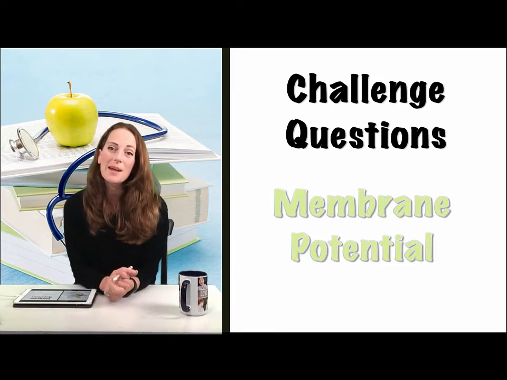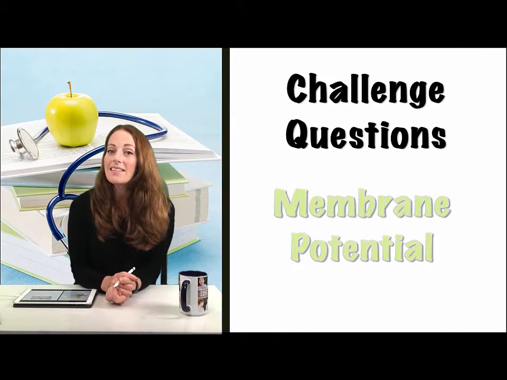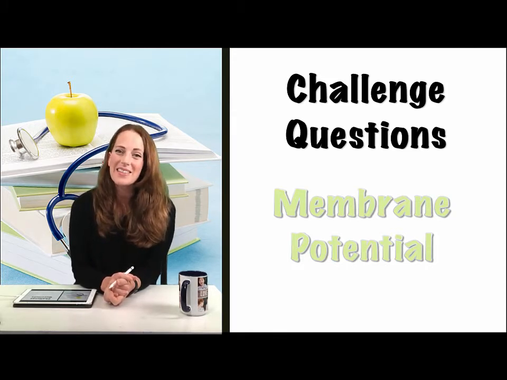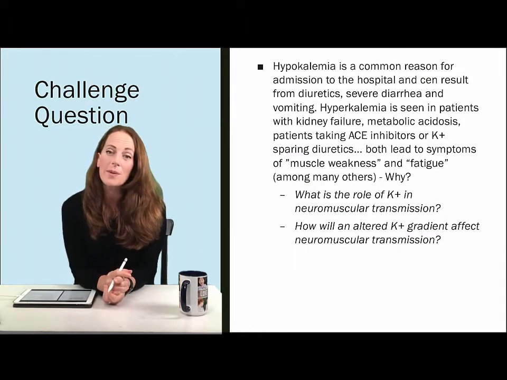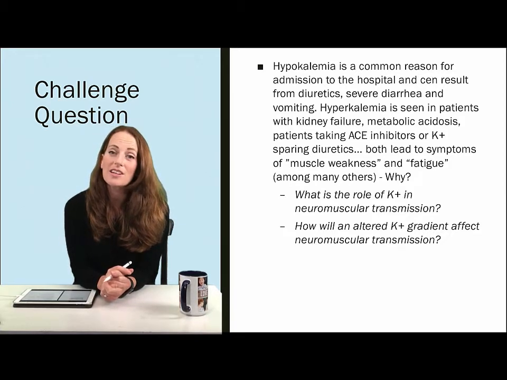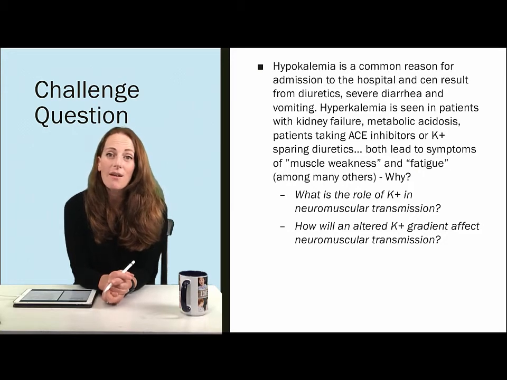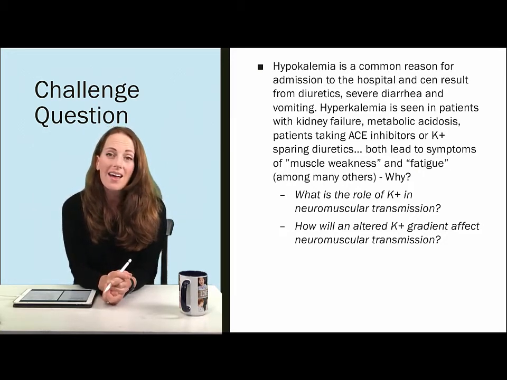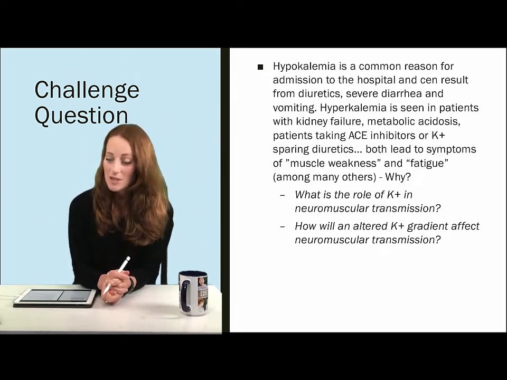So we've just finished up the lecture on membrane potential and action potentials. Let's do a challenge question to see if you understand the concepts. So we've talked a lot about the role of sodium and potassium in neurotransmission, or the propagation of electrical signaling in neurons. Here we're going to talk about low and high potassium and how that affects neurotransmission.